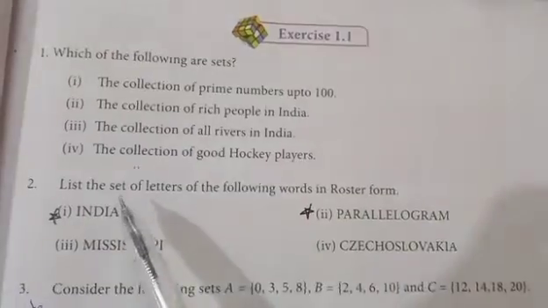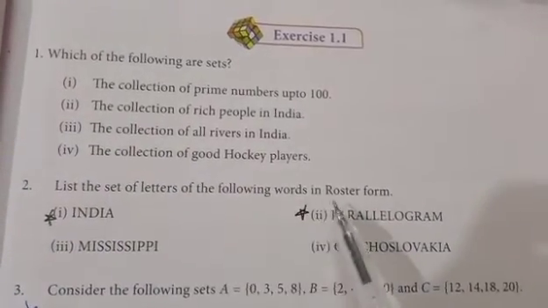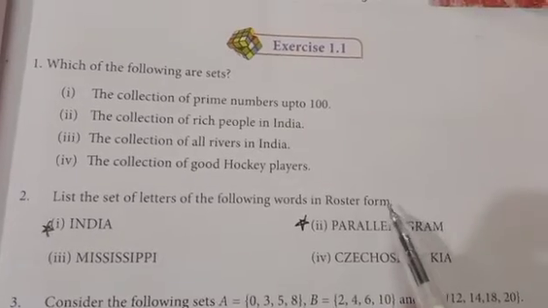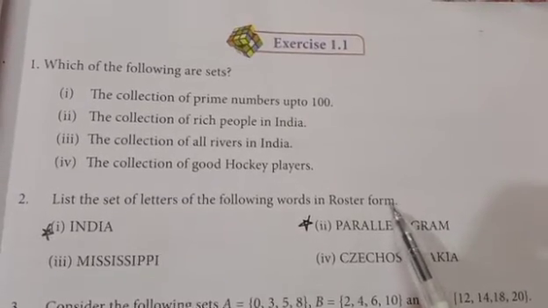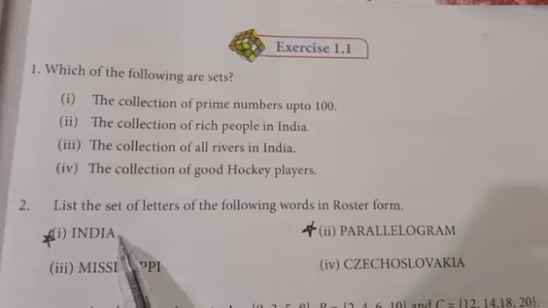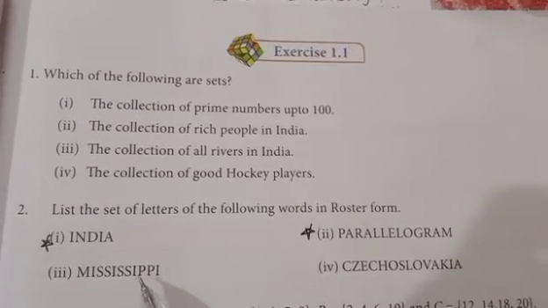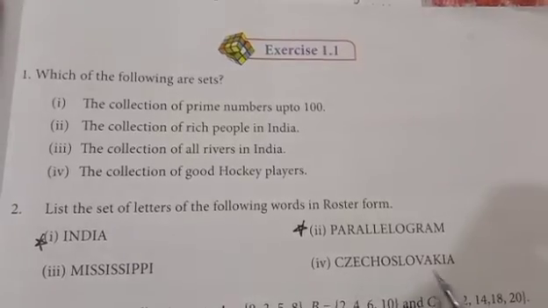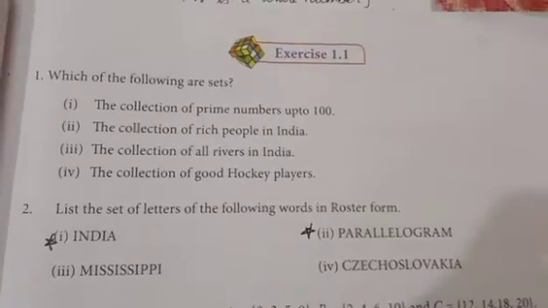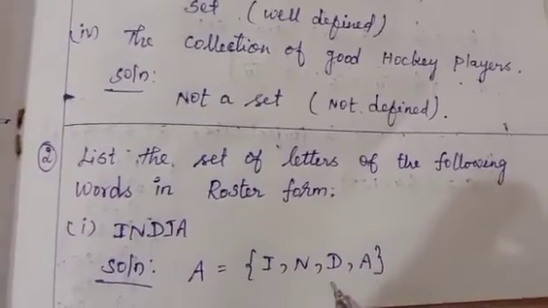Students, second question. List the set of letters of the following words in roster form. What is the meaning of roster form? Listing the elements. First question, India. Second question, parallelogram. Third question, Mississippi. Fourth question, Czechoslovakia. Students, it is like the second example problem.